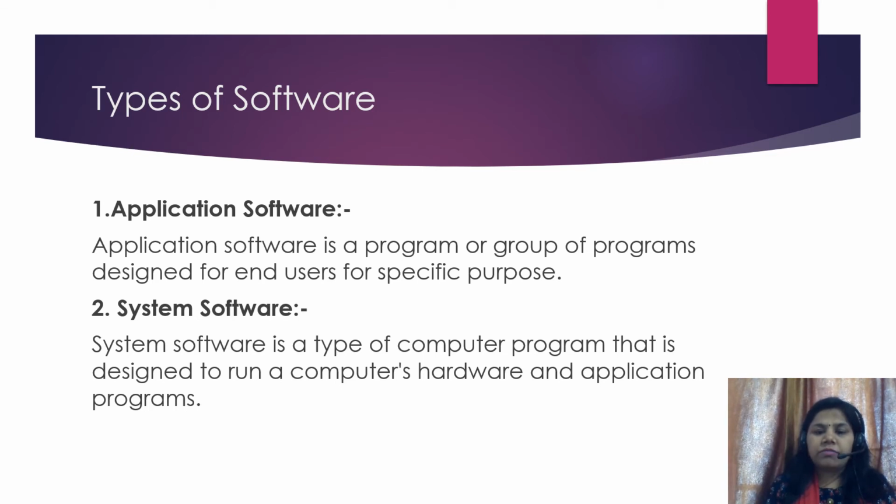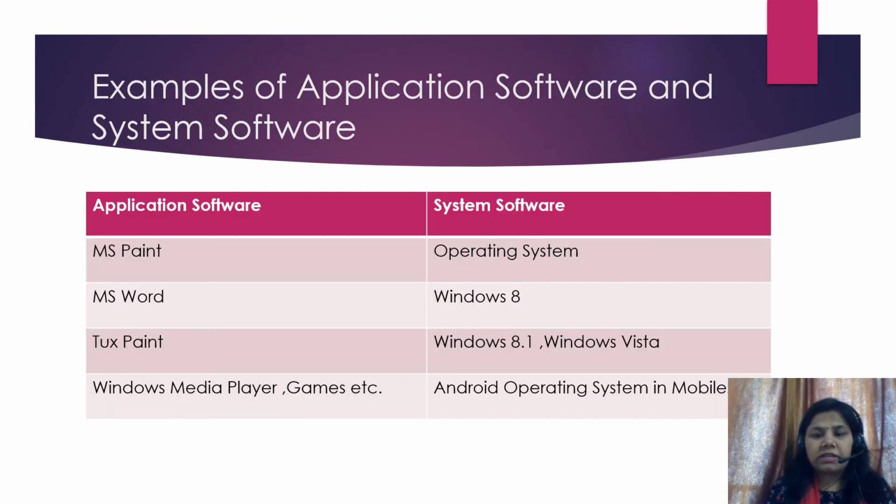And what is system software? They are designed to run the computer's hardware and the application programs. Means these are those software which connect all the computer hardware with the software. The very best example of system software, as you can see in my next slide, is the operating system: Windows 8, Windows 8.1, then the Android operating system in mobile phones.